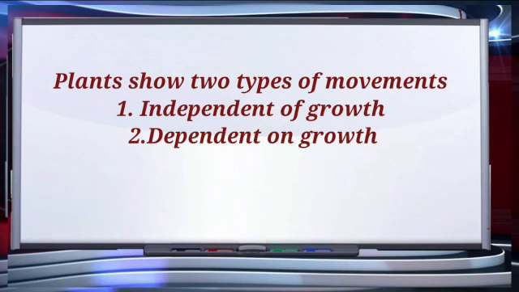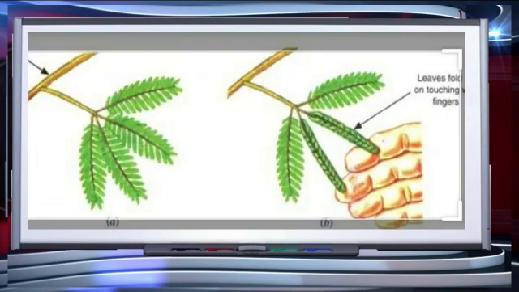So they show two different types of movements. The first is independent of growth, for example the touch-me-not plant and the blooming of flowers. These are examples which are not dependent on growth. And the second is dependent on growth, for example seed germination and growth of tendrils. These are the two different types of movements. Let's see them one by one.